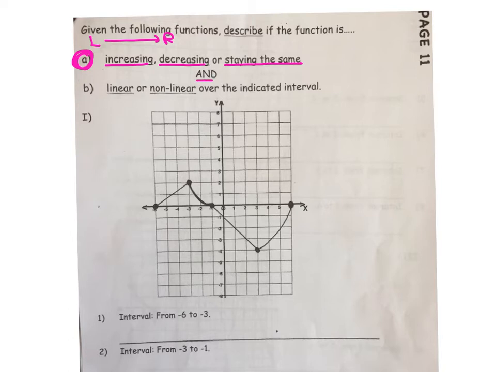And you'll also have to determine, if you look at letter B, is the function linear, meaning does it present as a line, or is it nonlinear, perhaps presenting as a curve of some sort?